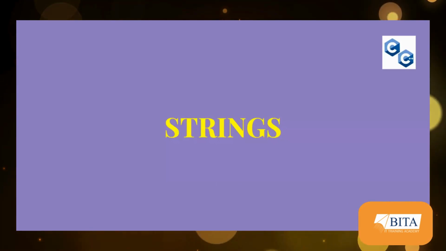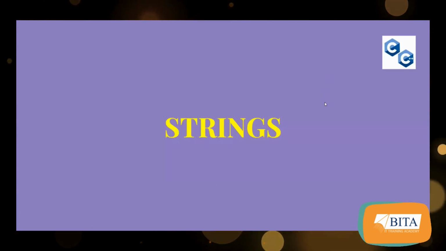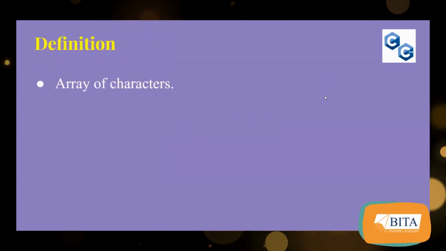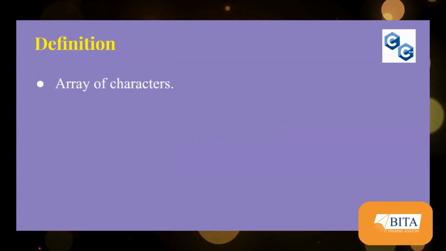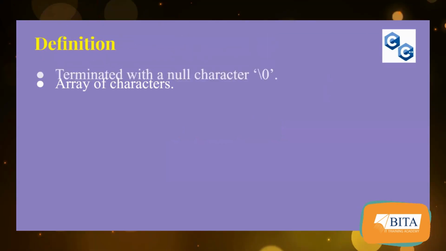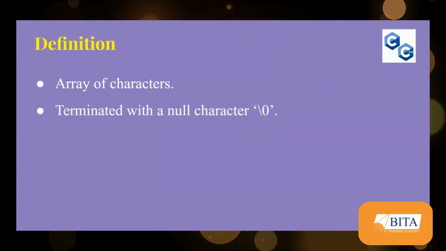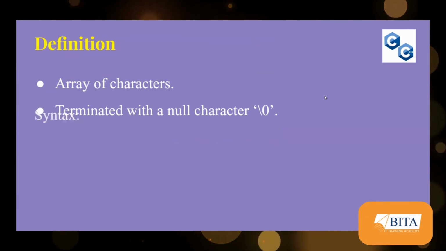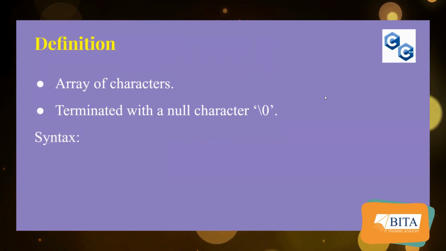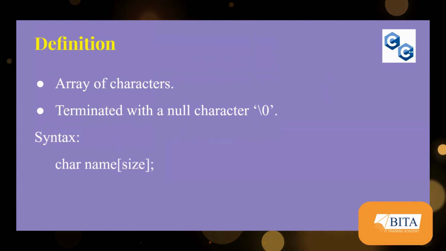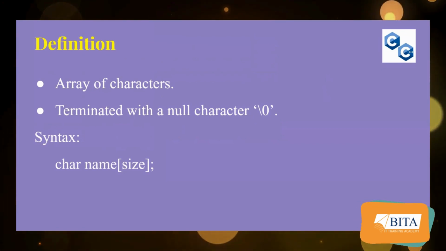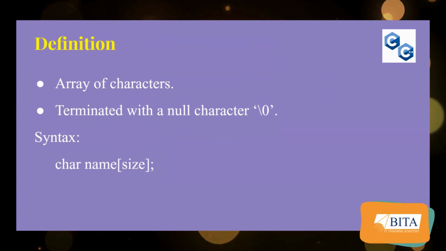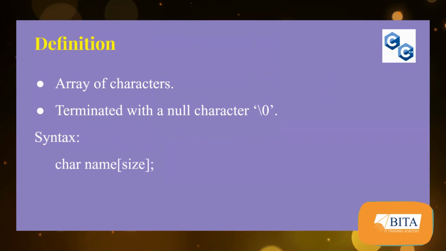Welcome back. Today we'll learn about strings in the C language. Strings are one-dimensional arrays of characters, and the difference between an array and a string is that the string is terminated with a special character, \0. This is the syntax to declare a string: char name[size]. Each character in an array occupies 1 byte of memory, and the last character is always \0.